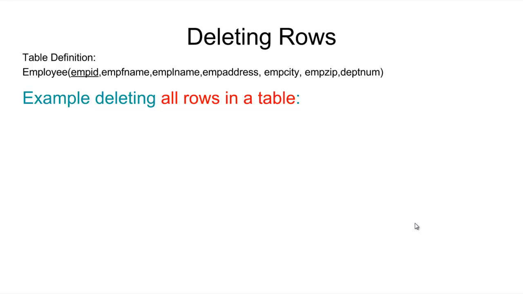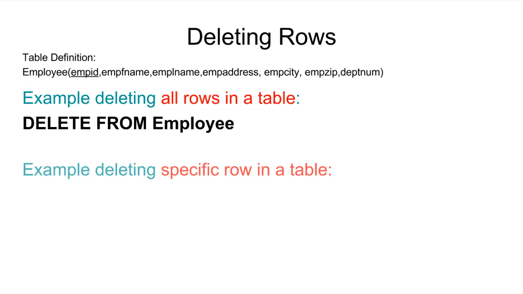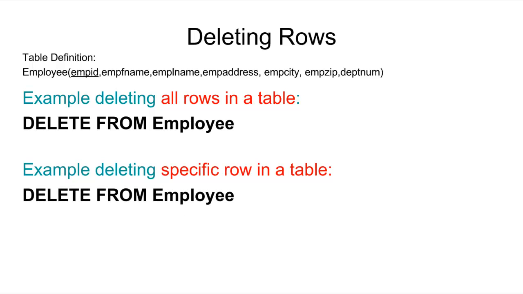So let's take a look at an example of deleting rows here. Deleting all the rows: simply delete from employee. You will delete all the employees in the database. Let's take an example of deleting a specific row in a table. In this case, let's delete from employee where employee ID is 007. So 007 has left the company and we want to delete that employee. Please take note of this: never, ever do delete from a table name unless you are sure you want to get rid of all the data.